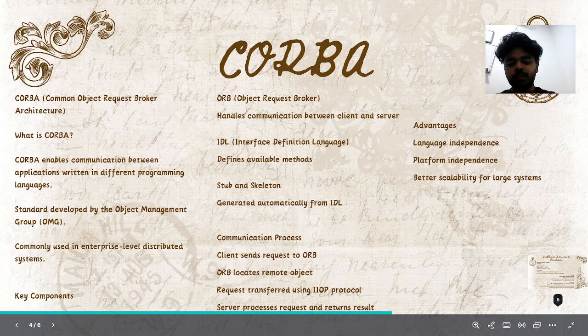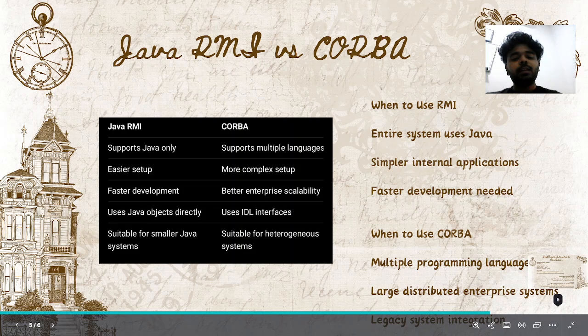So now, let's compare RMI and Corba. The biggest difference is language support. RMI is limited to Java environments, while Corba supports multiple languages. Like I said before, RMI is generally simpler to develop and configure because everything is in one language, which is Java. Corba, on the other hand, is more complex because it requires ORB configuration and IDL definitions. But it is much more flexible.